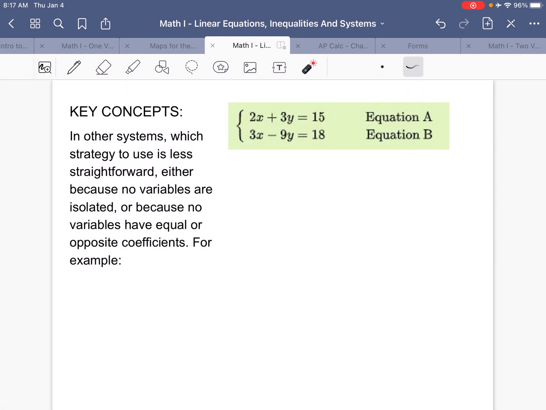However, there's a couple things that we can remember. We can multiply or divide everything in an equation by the same number and still get an equivalent equation.